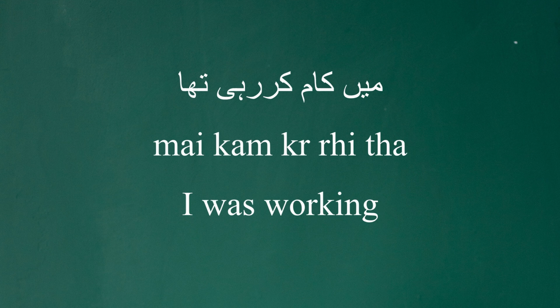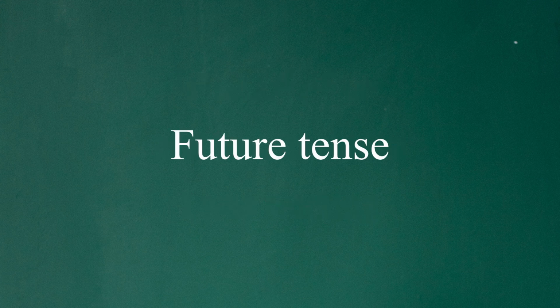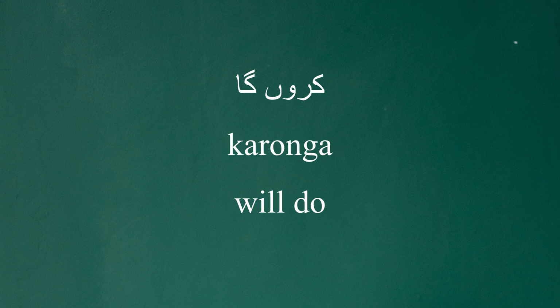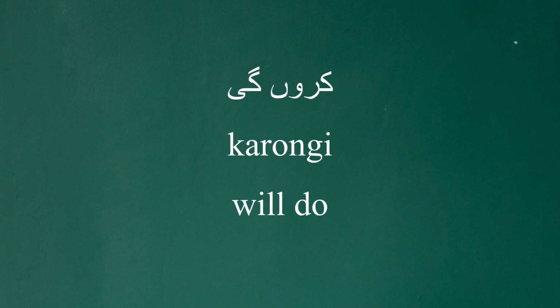Now let's move to the next tense, which is the future tense. The future tense is something we will do in the future. The suffix for that is unga and ungi. Unga for men and ungi for female. And the verbal stem is kar. So basically it will be karunga and karungi. The thing about it is karna makes so many verbs. So by learning this one construction, you're basically learning many constructions.